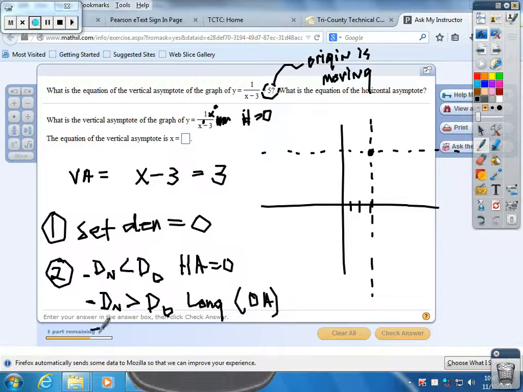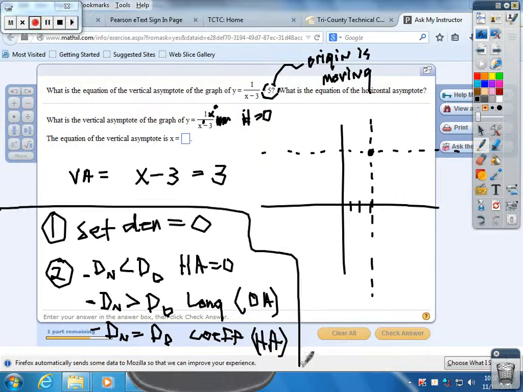And if the degree of the numerator is equal to the degree of the denominator, then your coefficients are going to lead your horizontal asymptote. And all this is on page what? Page 279. That's all you have to know for this chapter as far as the asymptotes go.